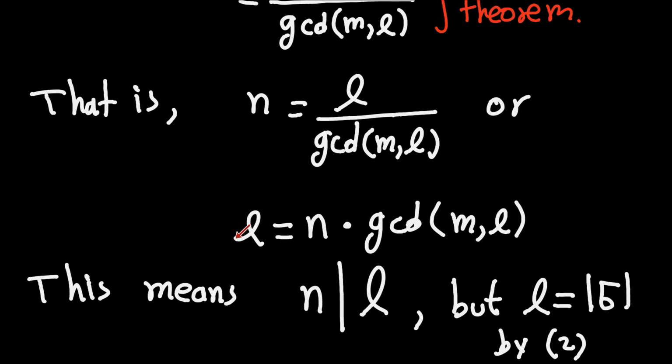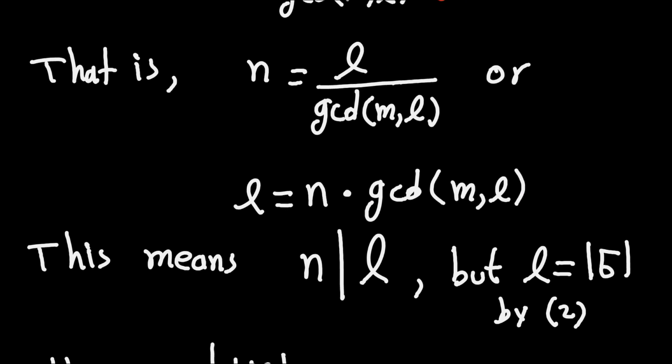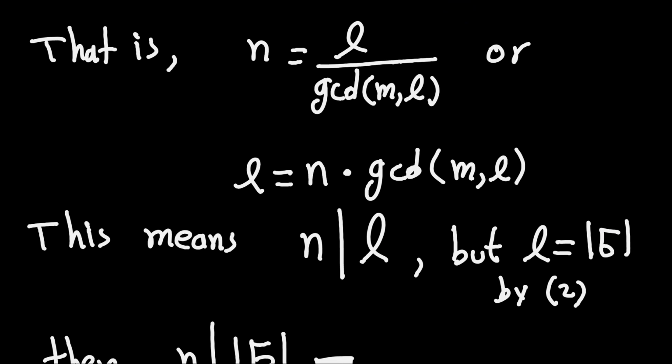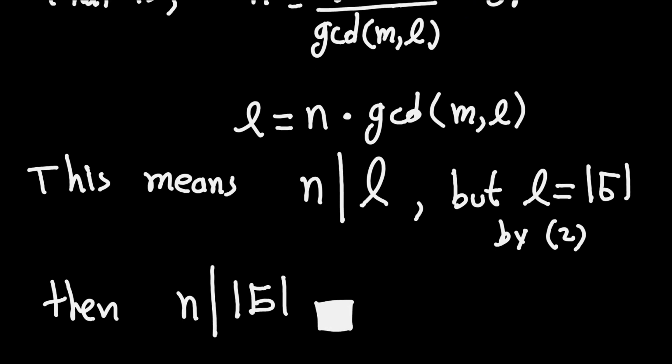Now, if you look at this last equality that we have here, what this actually means is that L is a multiple of n, because this here, the GCD between m and L, is actually an integer. So that means n divides L. And L is, of course, the number of elements in G. So we have proved that n divides the number of elements of G, and remember, n is the order of X. So that will prove part number 2. So we have just proved the corollary.